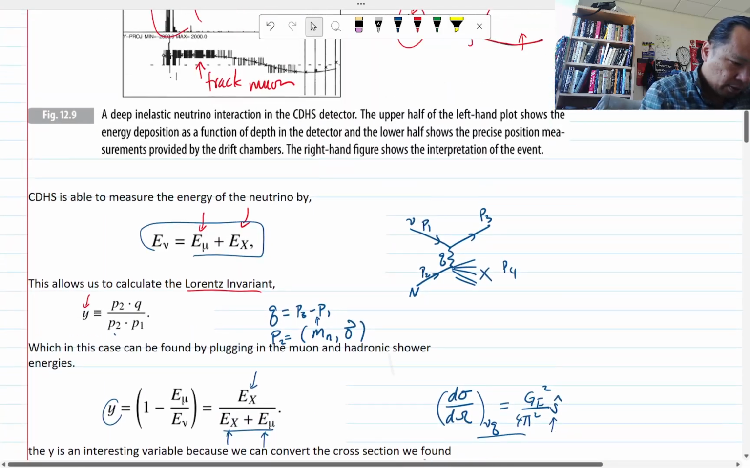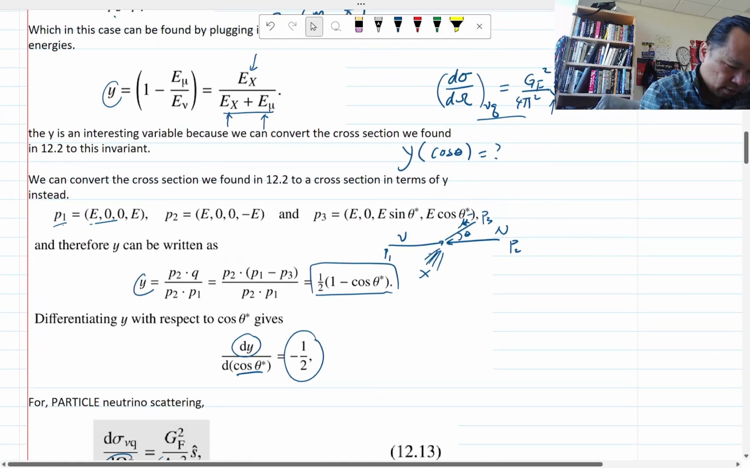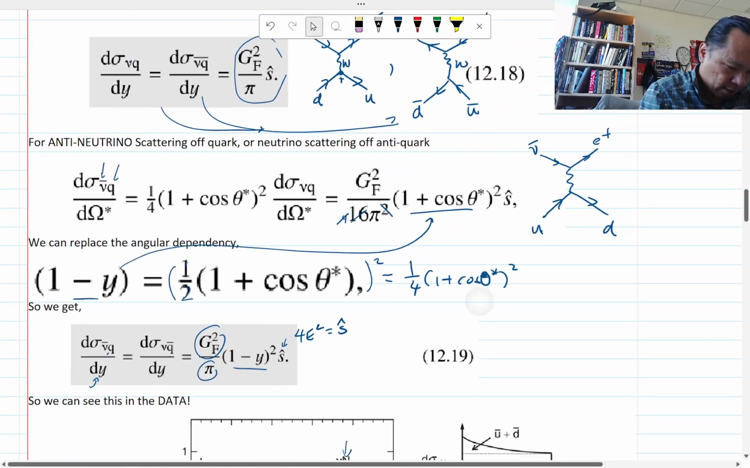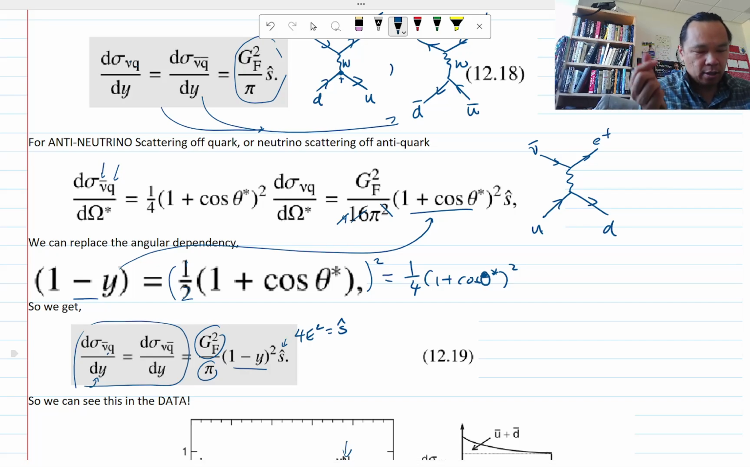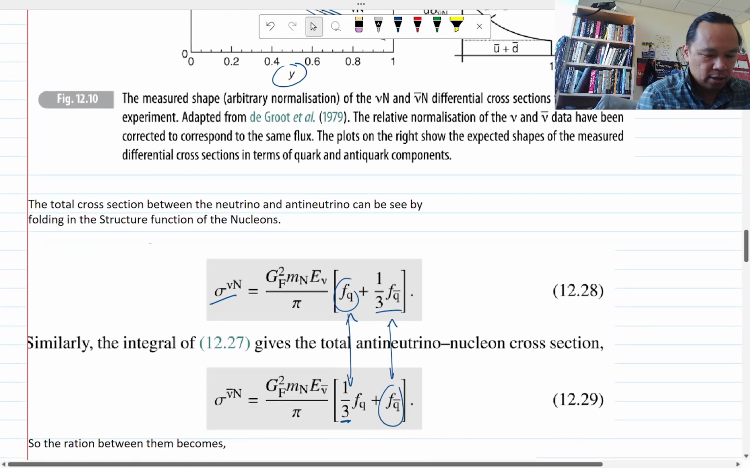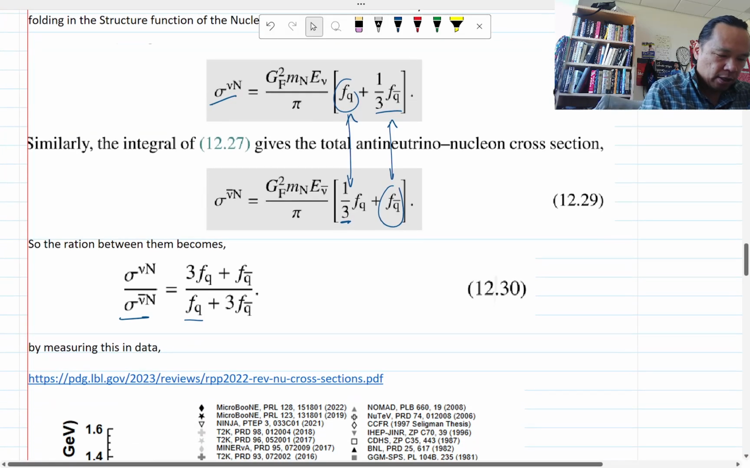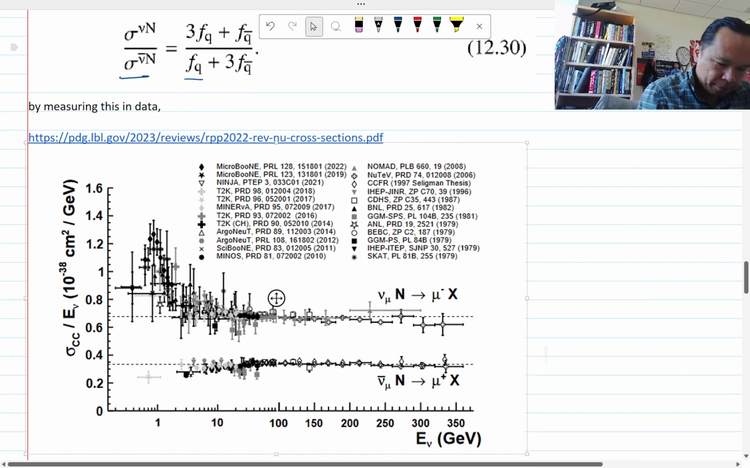Let's go all the way up here. Wait, did I skip that? Oh yeah, it's over here, when we converted it. You can basically see this already, because when you swap the quark to anti-quark, you change things so that the antineutrino will scatter off of anti-quarks more, where the neutrino will tend to scatter off the regular quark more.